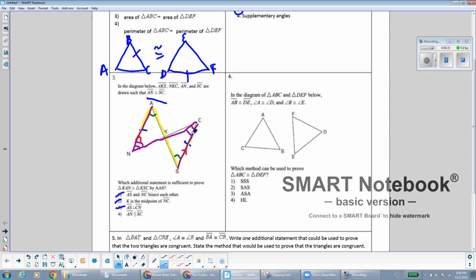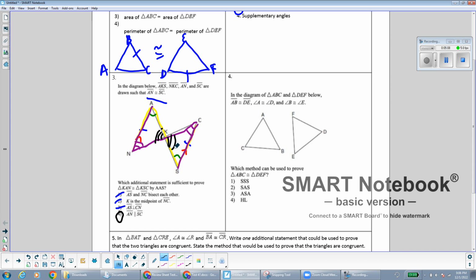And now we have ASA, but if I put in my vertical angles, which are always congruent, now I have AAS. So answer choice 4, the alternate interior angles along with the given vertical angles, proves the triangles congruent by AAS. The other answer choices don't give you two congruent angles and a congruent side that follows.